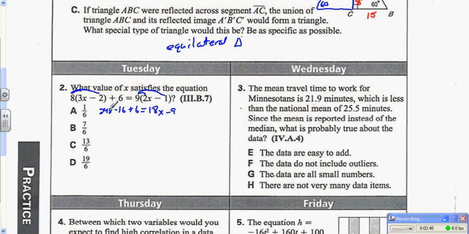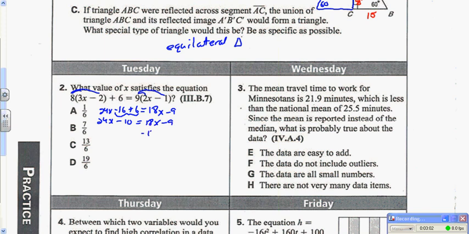So we distribute the 8 and get 24x minus 16, add the 6 that was sitting there, and then equals 9. If we distribute that, it gives us 18x minus 9. Here we have some like terms right here, and that gives us a negative 10.